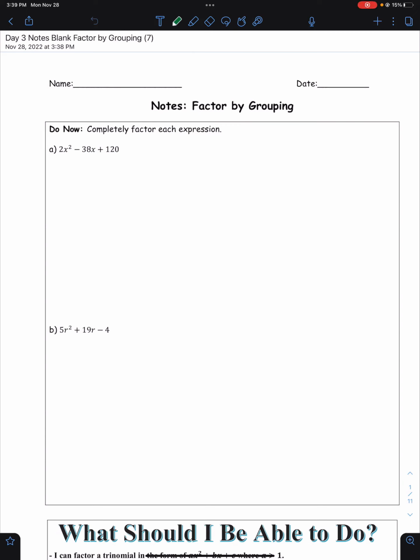So, notes, factor by grouping. I just want you guys to pause the video and do the Do Now A and B, and play the video once you're done.